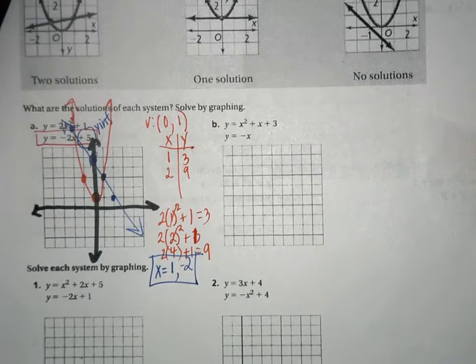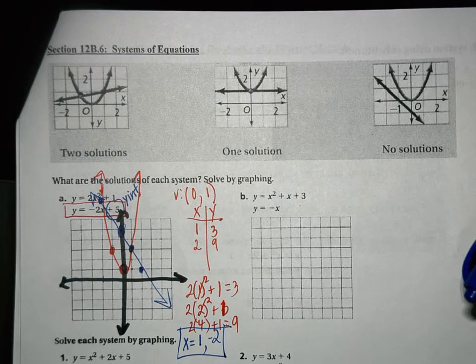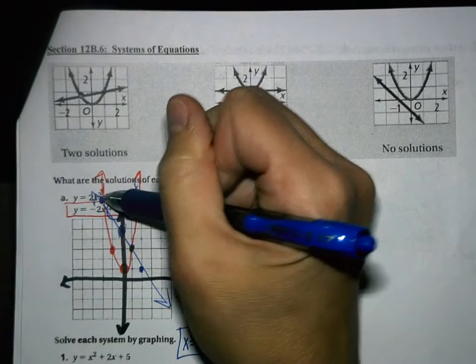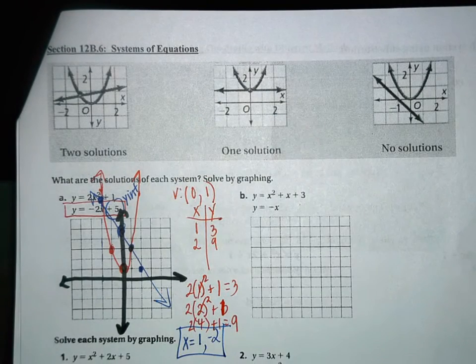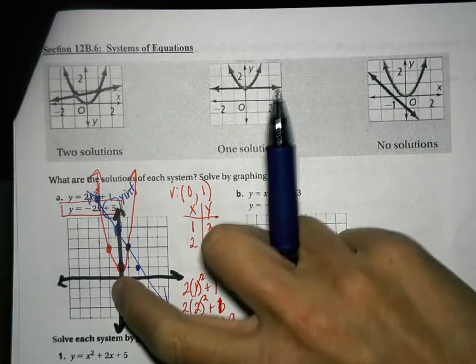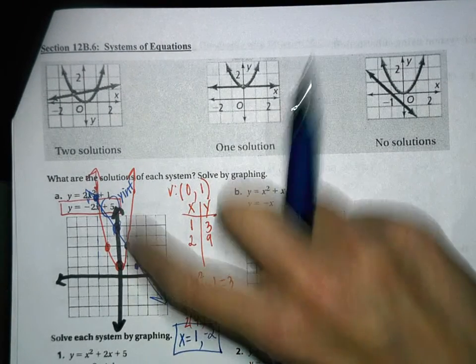Why -2? Right here, the point where this one intersects is on the x-axis. It's at -2. We're only giving the x value. It crosses at -2 and also at 1.